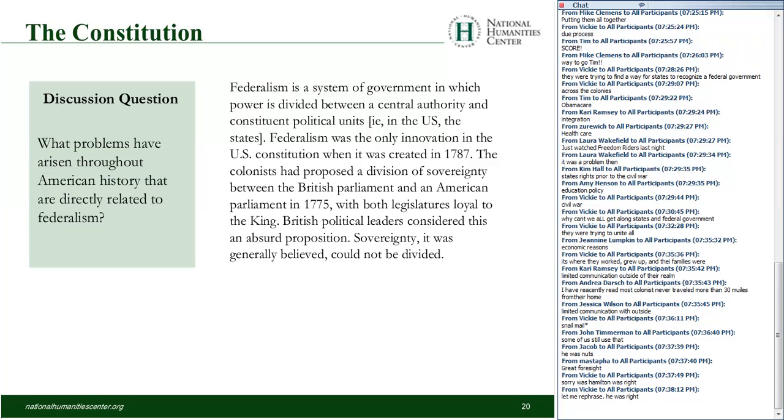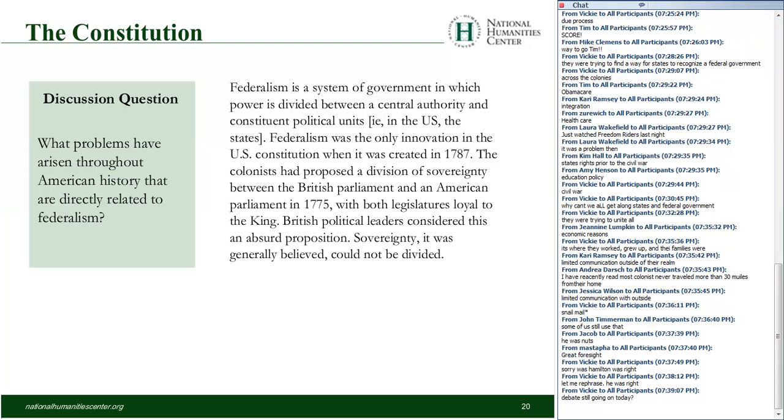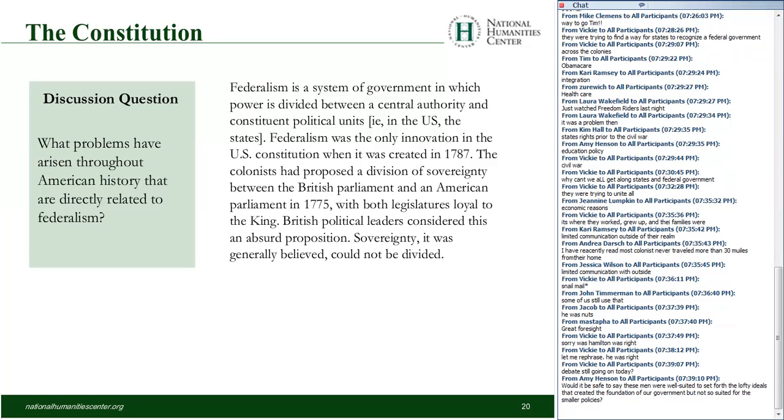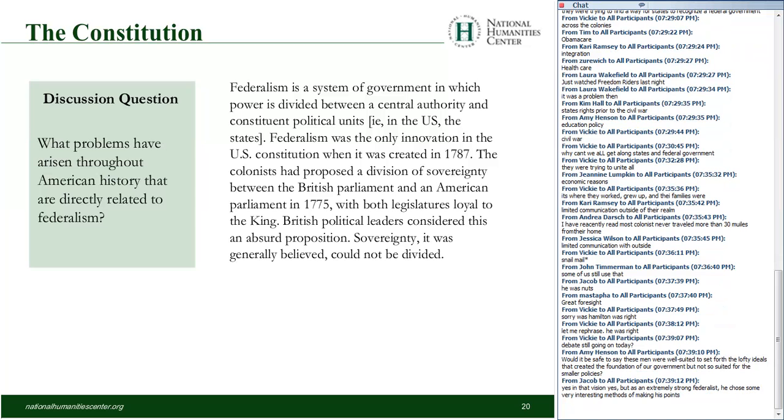Would it be safe to say that these men were well suited to set forth the lofty ideals that created the foundations of our government, but not so suited for the smaller policies? What do you think about that? Interesting question.